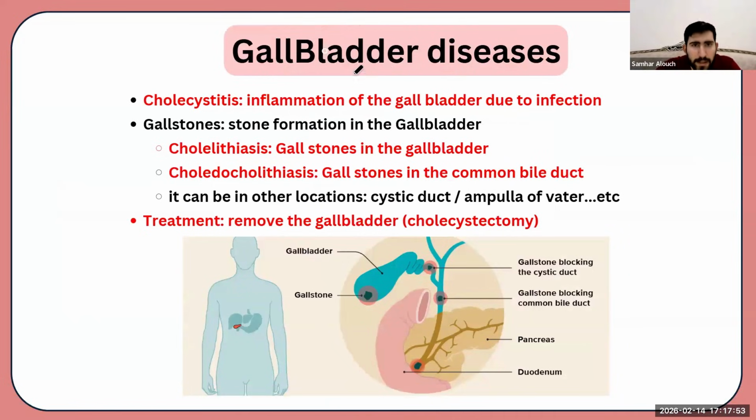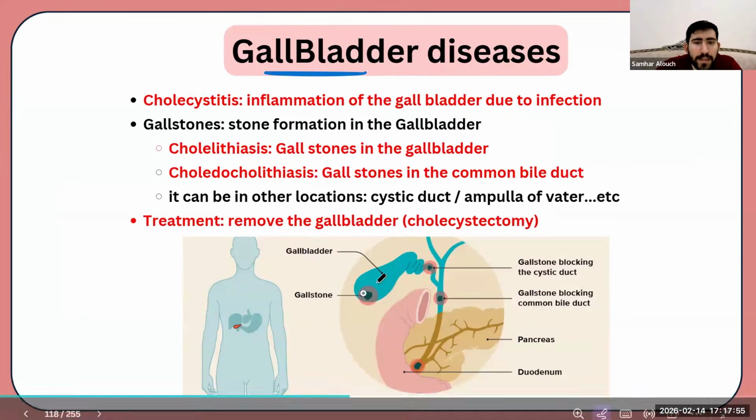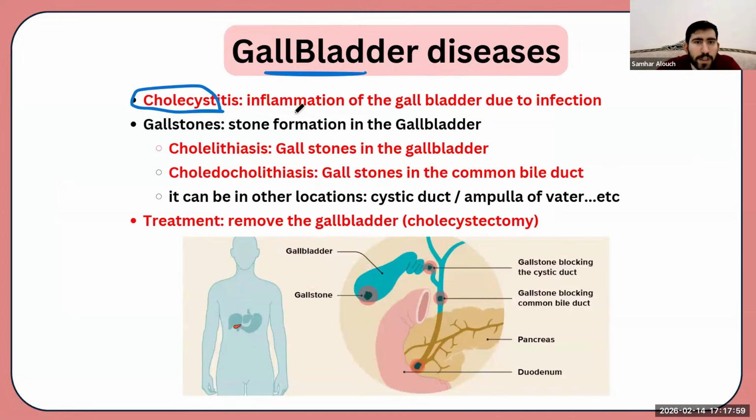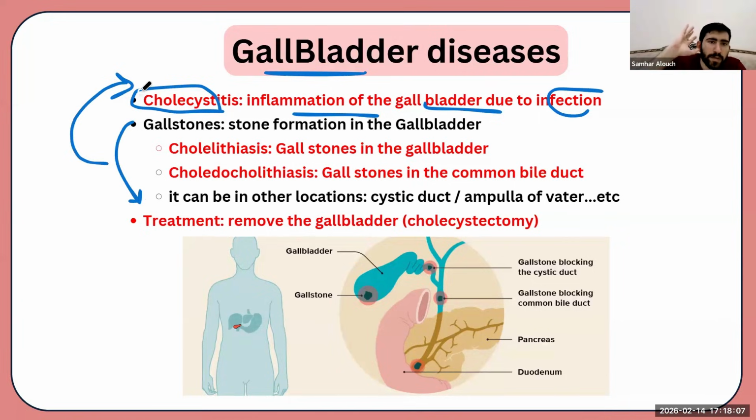Now, finally, gallbladder diseases. The gallbladder may get inflamed and get infected. That's called cholecystitis, which is inflammation of the gallbladder due to infection. Okay? All the rest of the diseases will cause cholecystitis. Why does it happen? Because of the following diseases. First, gallstones. A stone may be formed in the gallbladder. Okay? This stone may have different locations.